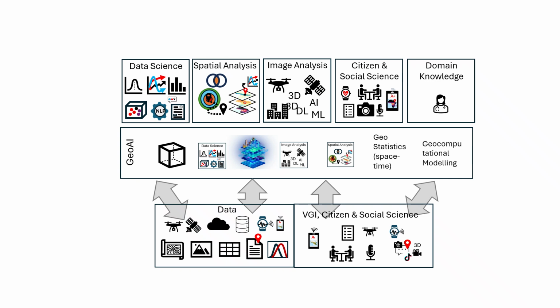Today, we need to be able to use a variety of methods that come from data science, spatial analysis, image analysis, citizen and social science, as well as, in particular, methods associated with different domains. Thanks to AI, machine learning, and deep learning, we can now integrate these in different ways and be able to mine and extract information that we weren't able to do before because of the large volumes of data that are now available.